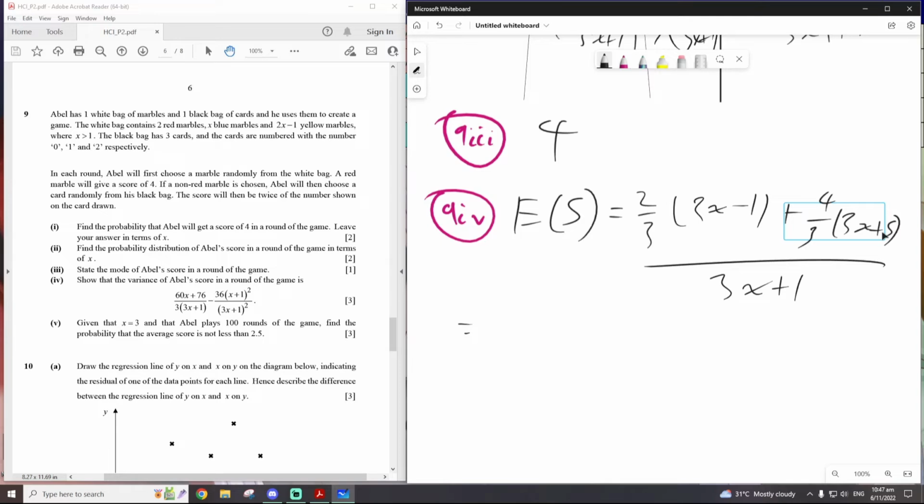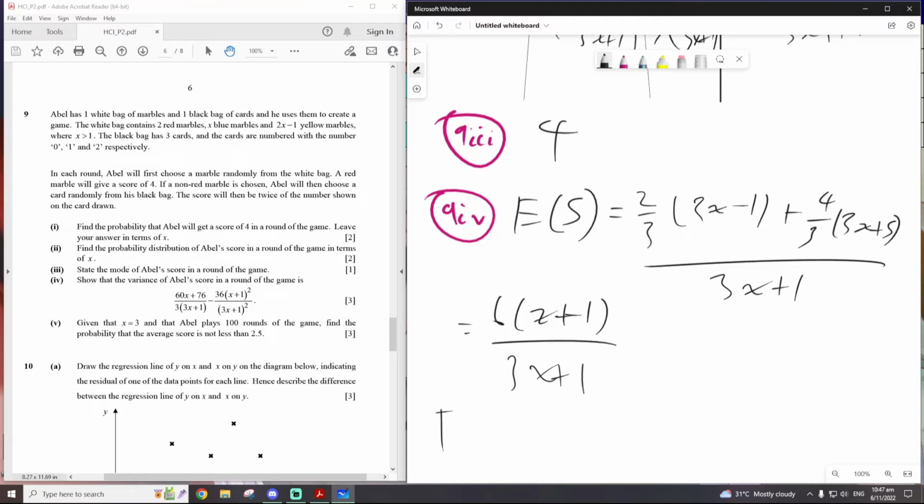Okay, so this is 2/3 of 9x plus 9. So yes, it's 9x plus 9 times 2/3, which is 6x plus 6. So you actually get 6 times x plus 1 divided by 3x plus 1.